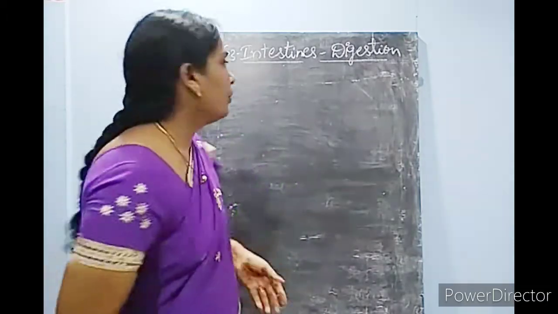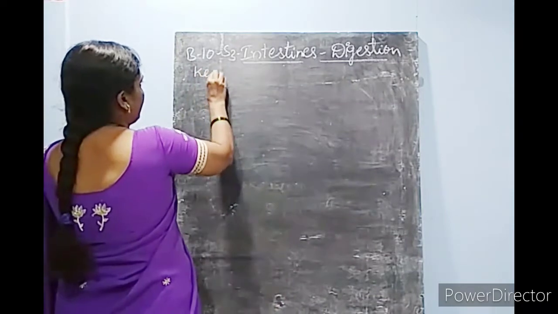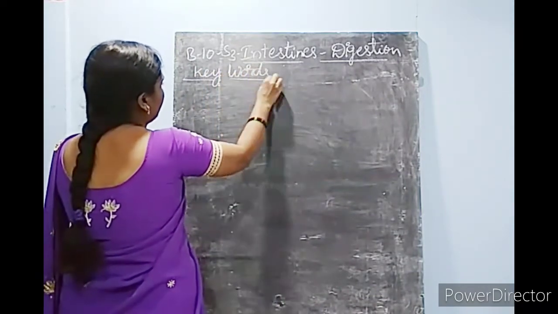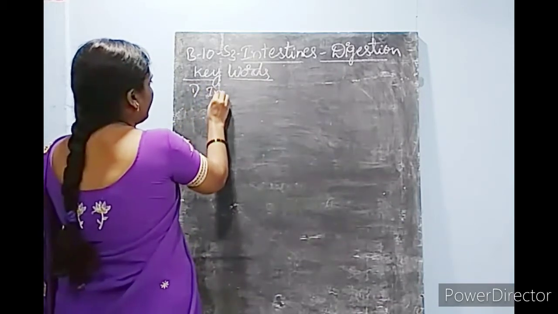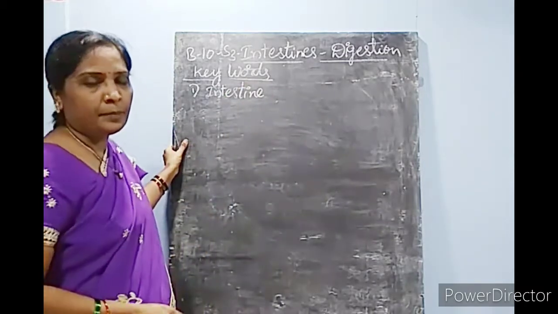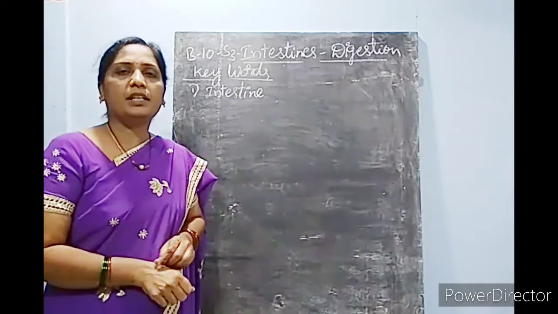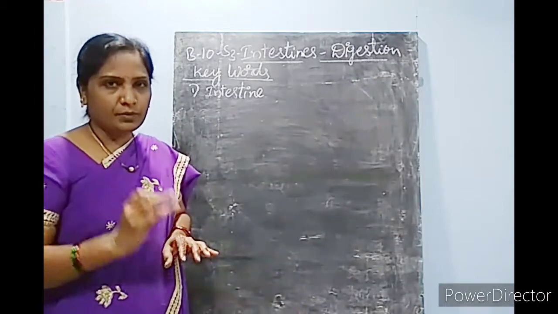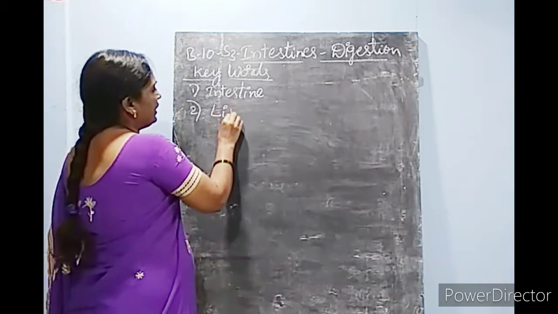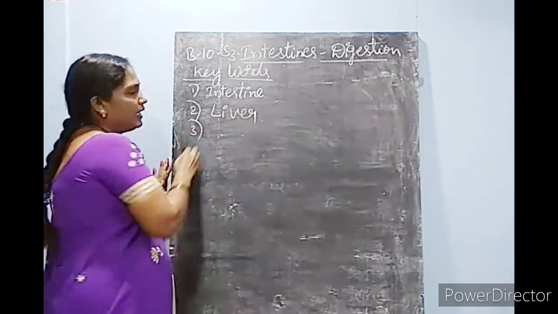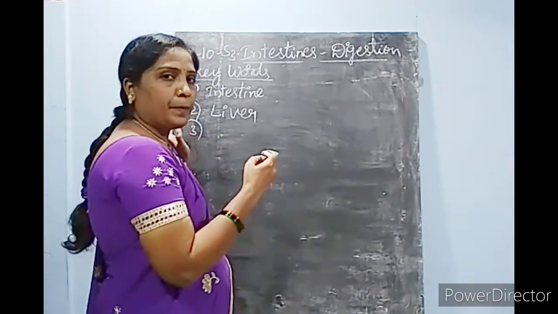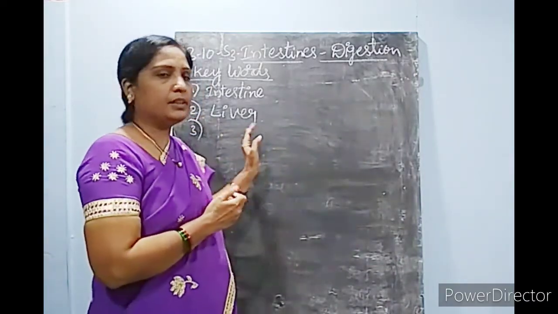Before knowing that, what are the keywords in this block? One is intestine, spelled I-N-T-E-S-T-I-N-E. Two types of intestines are there: one is the small intestine and one is the large intestine. The second one is liver, L-I-V-E-R. It is present just on the left side of the stomach.